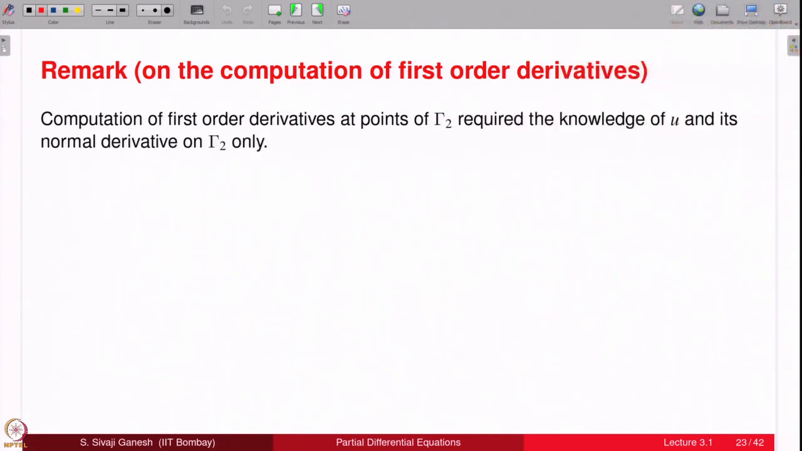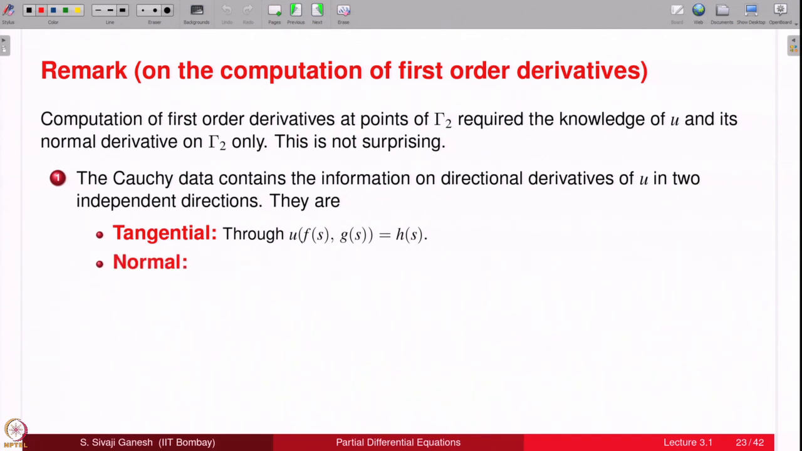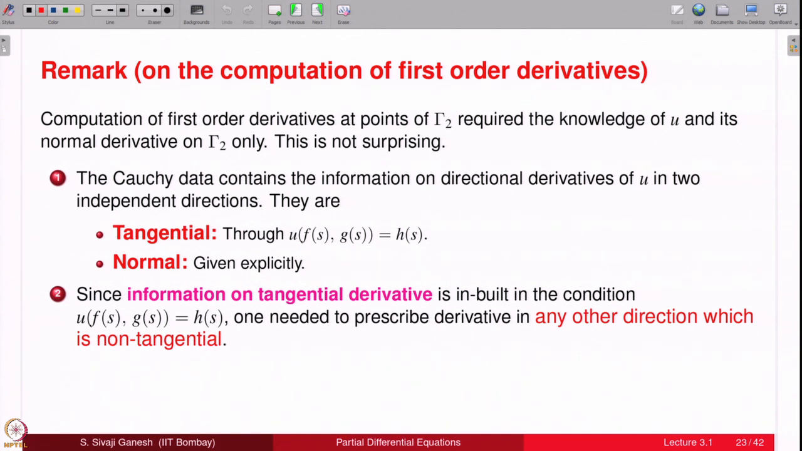So, a remark. Computation of first order derivatives at points of gamma 2 required the knowledge of u and its normal derivative on gamma 2 only. This is not surprising. The Cauchy data contains information on directional derivatives of u in two independent directions. What are they? They are tangential, through u(f(s), g(s)) = h(s), and normal, the normal derivative, which is given explicitly. Since information on the tangential derivative is inbuilt in this condition, one needed to prescribe the derivative in any other direction which is non-tangential. This is what we discussed at the beginning of this lecture. For definiteness, we have used the normal direction, that is all.